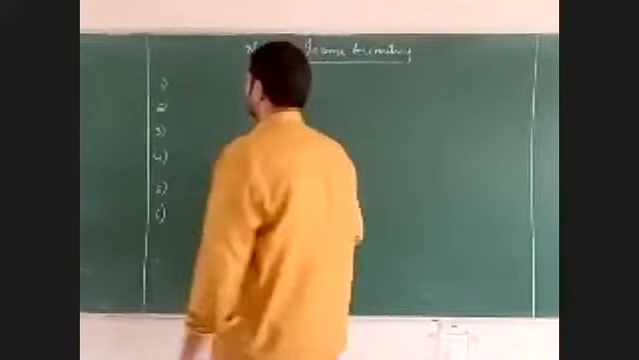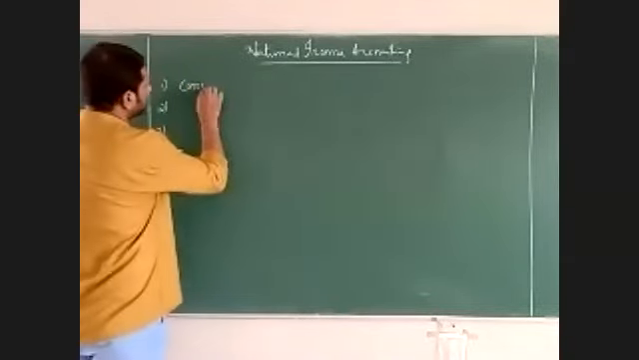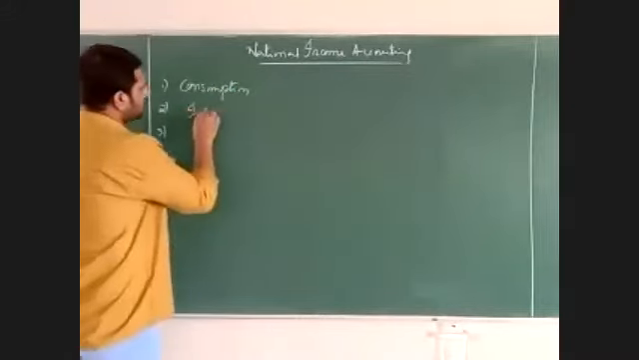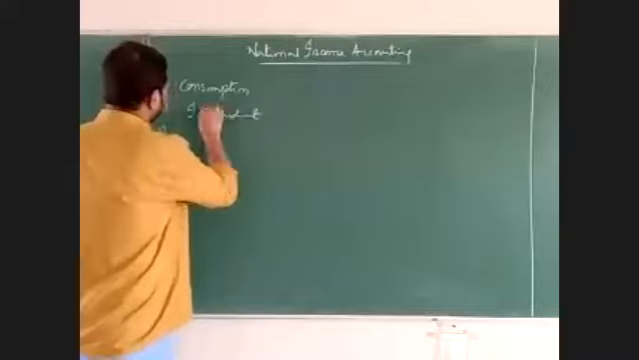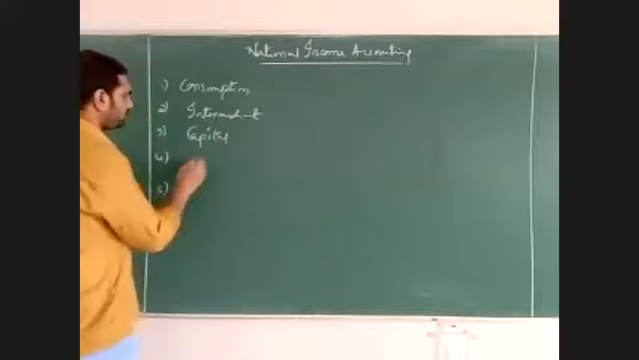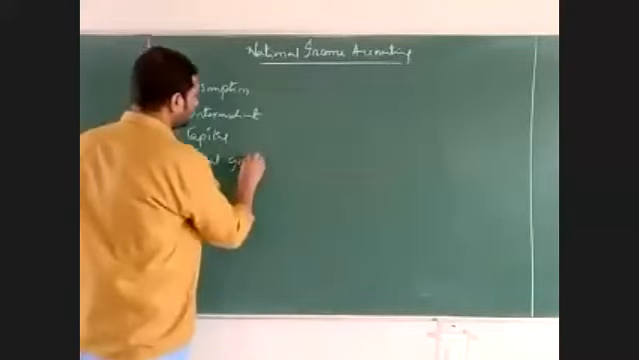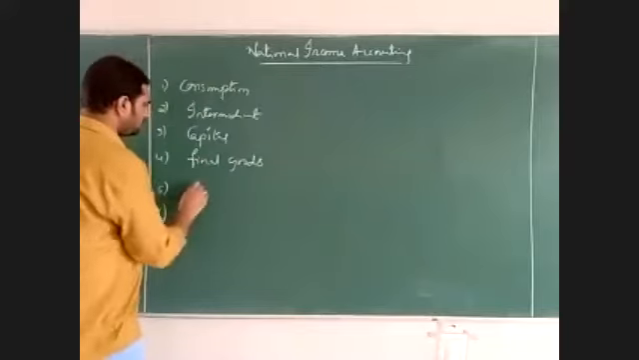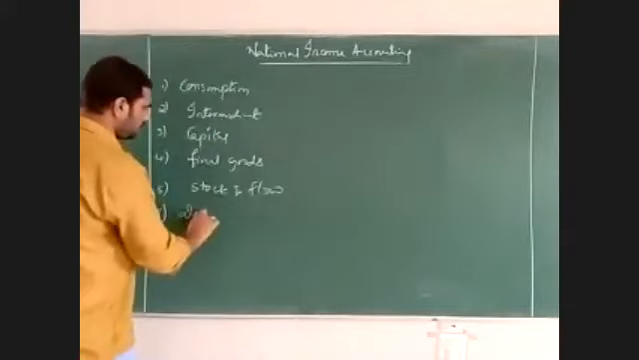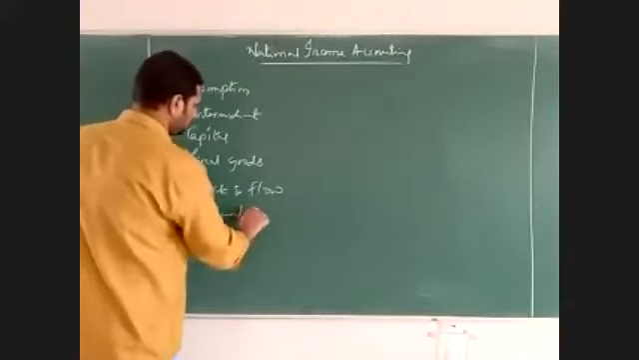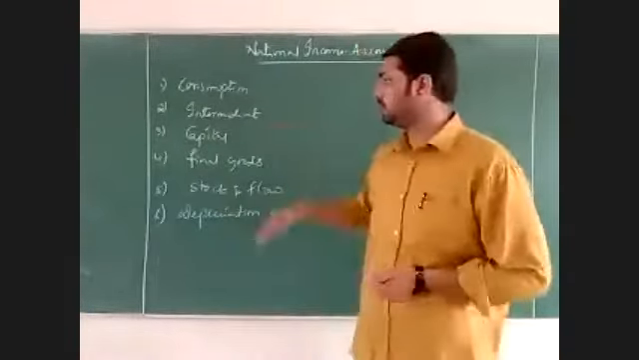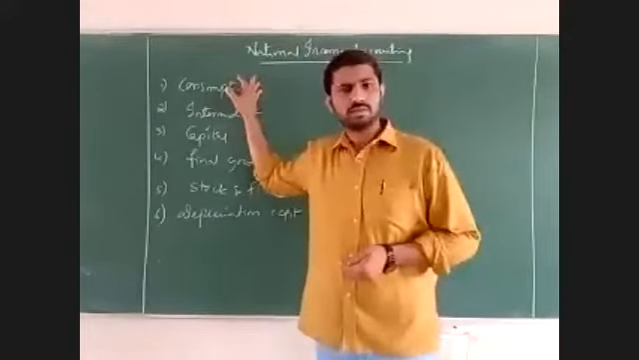First one is called consumer goods, or consumption goods. Second one is about intermediate goods. Third one is about capital goods, and fourth one is about final goods. Next one is about stock and flow. Last one is about depreciation cost.